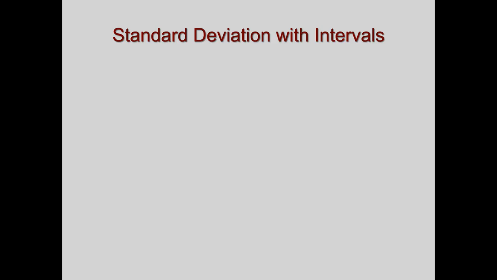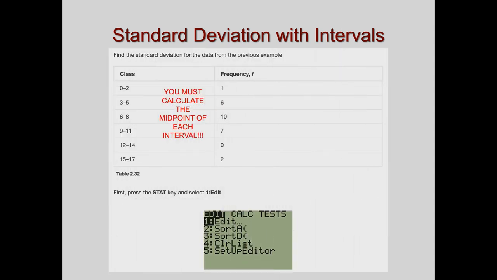So now we're going to do a sample standard deviation with intervals, okay? We've done some work with intervals before, and it's pretty much the same thing. It says it in red here, and it's very important: you have to calculate the midpoint of each interval. So for the first class, 0 to 2, the midpoint is 1. For 3 to 5, the midpoint is 4. For 6 to 8, the midpoint is 7.